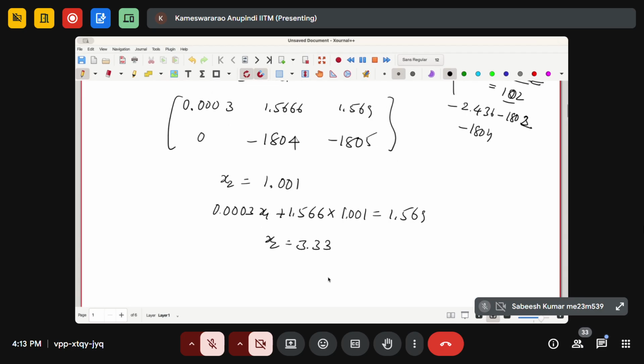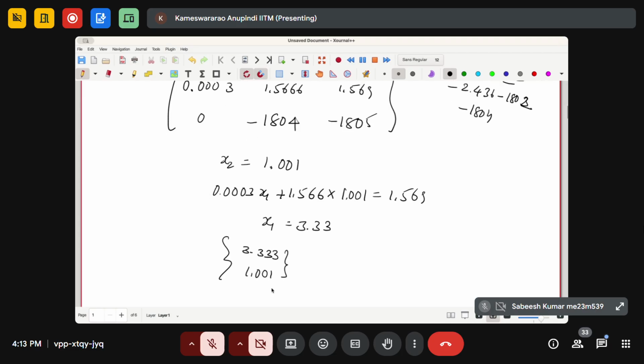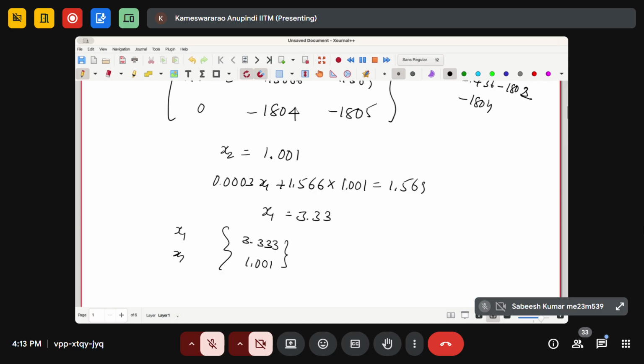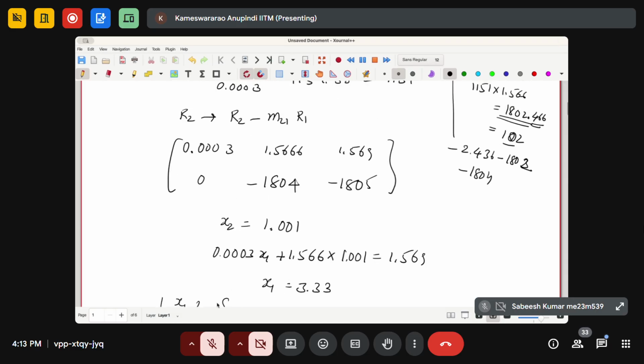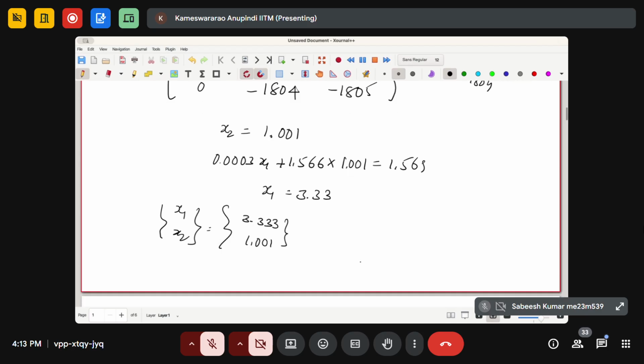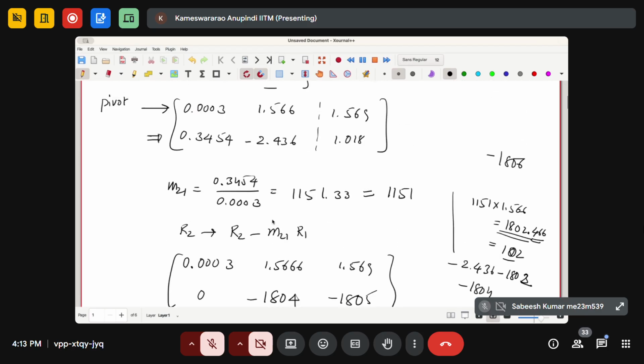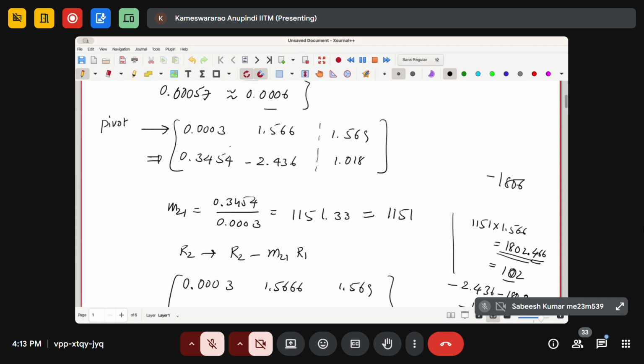Okay. So that means your solution is going to be, sorry, this is x1. So x1 is going to be 3.33. Then your solution is 3.333 and then 1.001. Okay, that's what you have, which is for x1, x2. If I had used the way directly it is. Now if you substitute these values for x1, x2, you'll see that it will not satisfy both the equations.